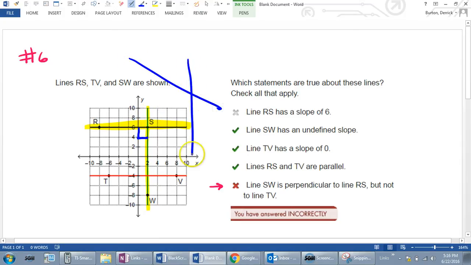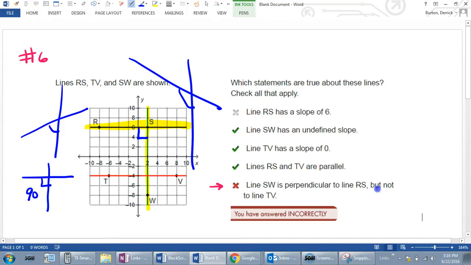This would be an obtuse angle if it did that, or if it did one of these, this would be an acute angle. But if it meets perfectly, like a horizontal and a vertical, that's a perfect 90-degree angle. So RS is horizontal, SW is vertical. That's a perfect square, a perfect 90-degree angle. So that part is true so far. So far that would be a check mark.